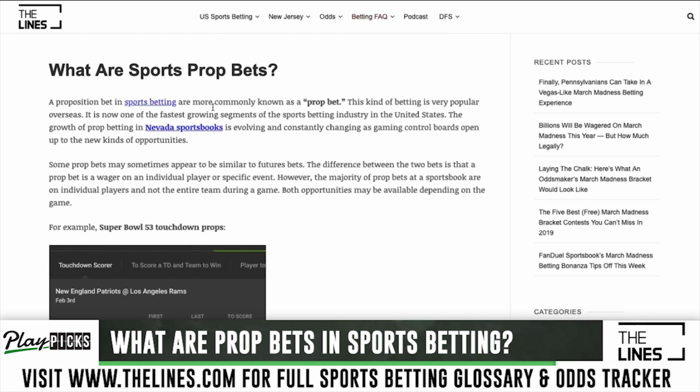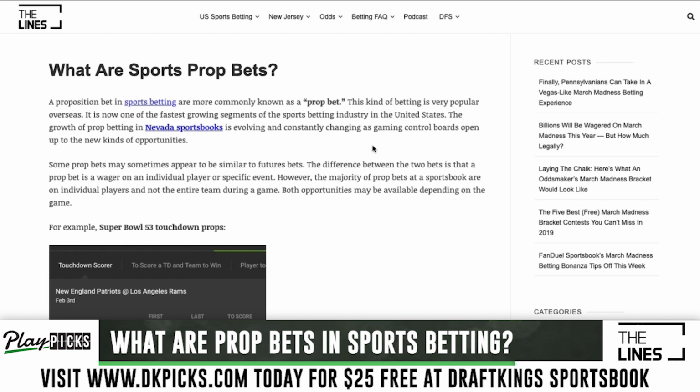But short for proposition bet, and these have really taken off. I'm sure you guys have seen how big they've gotten around the Super Bowl. If you paid any attention whatsoever, you know that these player props have just gotten to where there are literally hundreds of them available around the Super Bowl. Just everything that you can possibly imagine.